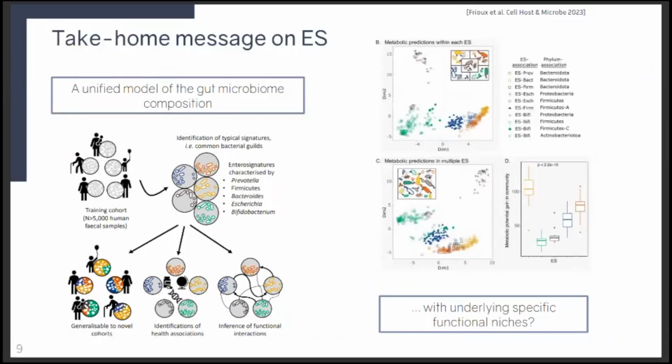So if we summarize on this part, we built what we hope is a unified model for the gut microbiome composition. It is easily generalizable to other datasets. And in fact, we built a website on which you can upload your abundance matrix and directly get the entero signature composition of your datasets. We identified some interesting outcomes relating to clinical data association.